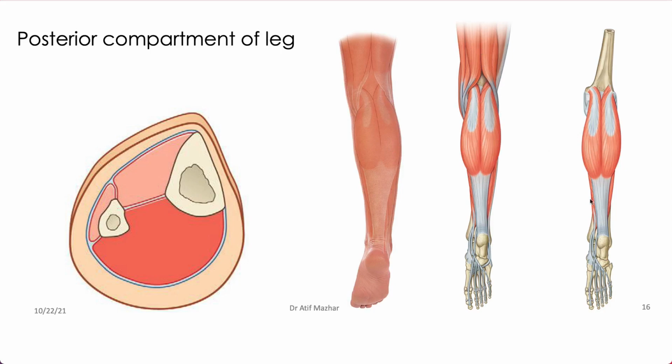So we are looking at the posterior leg muscles, and we'll be learning these muscles in two layers, a superficial layer and a deep layer. Different authors believe in different ways of learning. Some people believe in superficial, intermediate and deep layers, and some people believe only in superficial and deep. None of them is wrong.